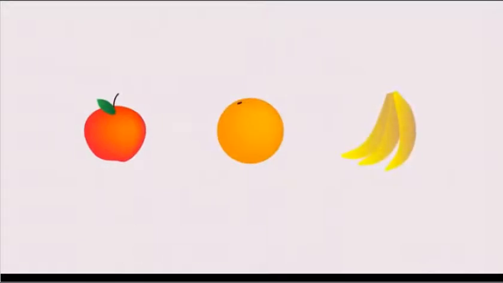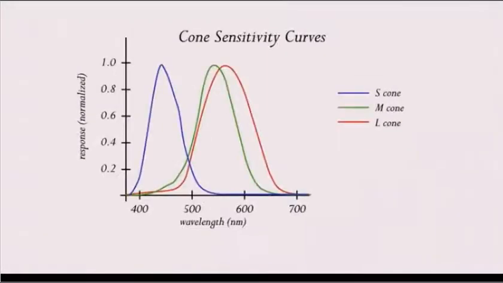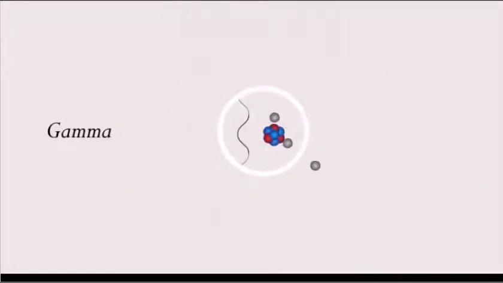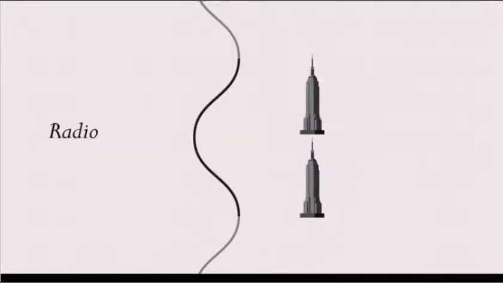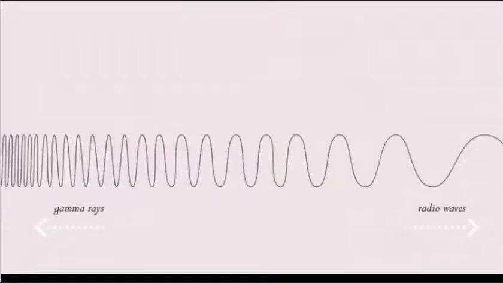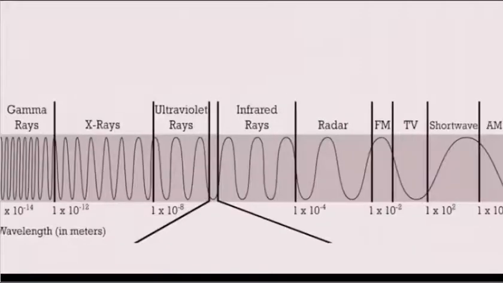However, our cones aren't sensitive to light with wavelengths shorter than 400 nanometers or longer than around 700 nanometers. For example, a gamma wave's wavelength is about the size of an atomic nucleus, which is much too short for any of our 3 types of cones to sense. Radio waves are too long, with wavelengths longer than 2 Empire State Buildings put together. That doesn't mean that these forms of light aren't visible, per se.